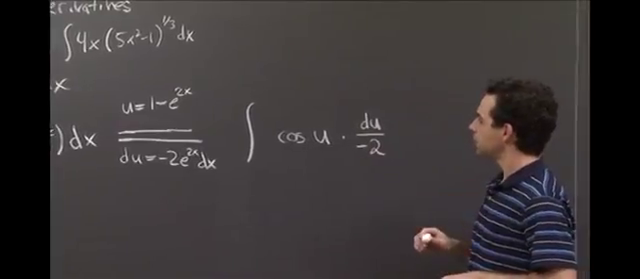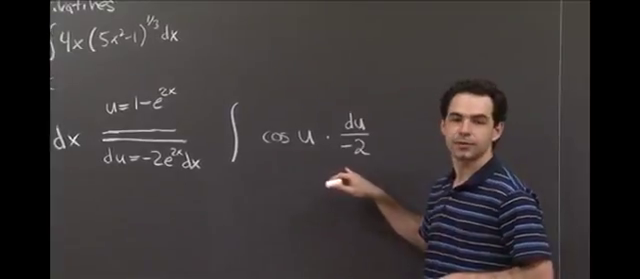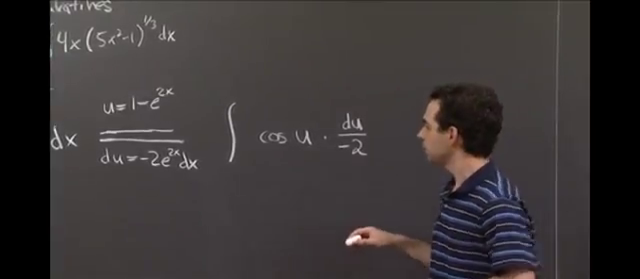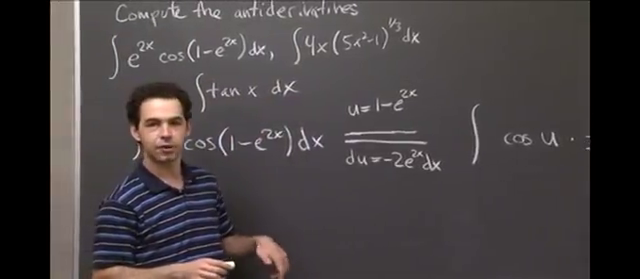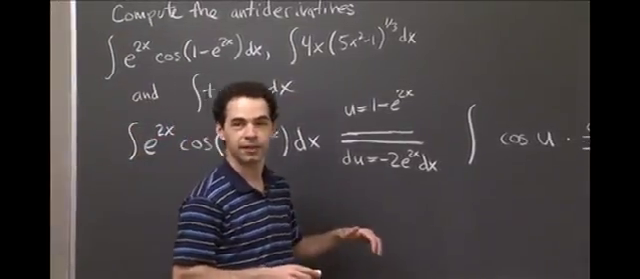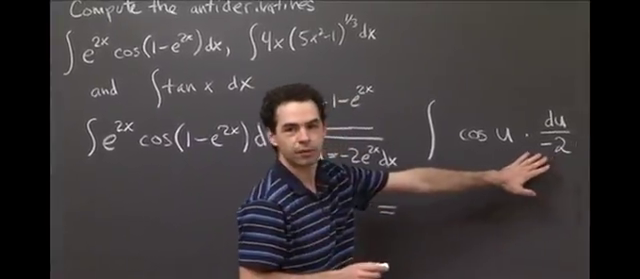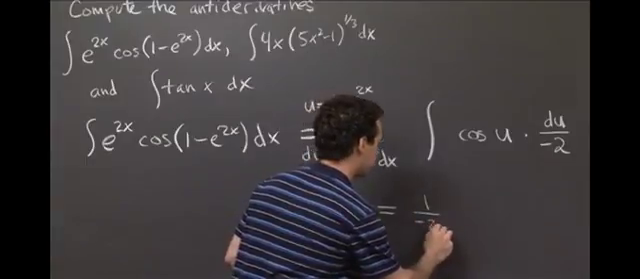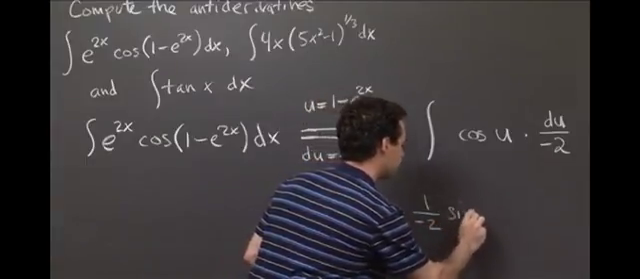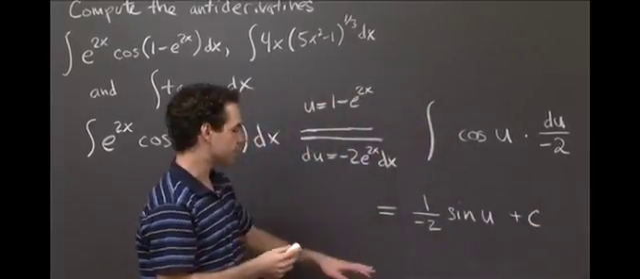OK, so we do this antiderivative. We've made the substitution. So now we have just the antiderivative of a cosine function. All right, well, that's not that bad, because we know that the derivative of sine is cosine. So the antiderivative of cosine is sine. So this is equal to, that 1 over minus 2 is just going to stick around. So it's 1 over minus 2 sine of u, plus a constant, of course, plus an arbitrary constant.